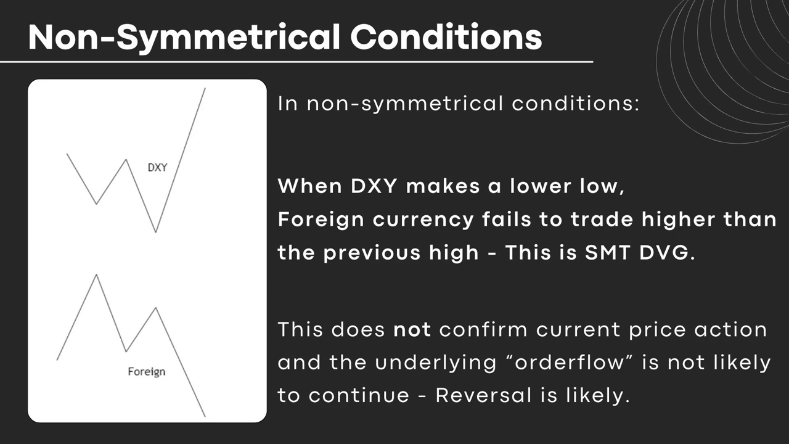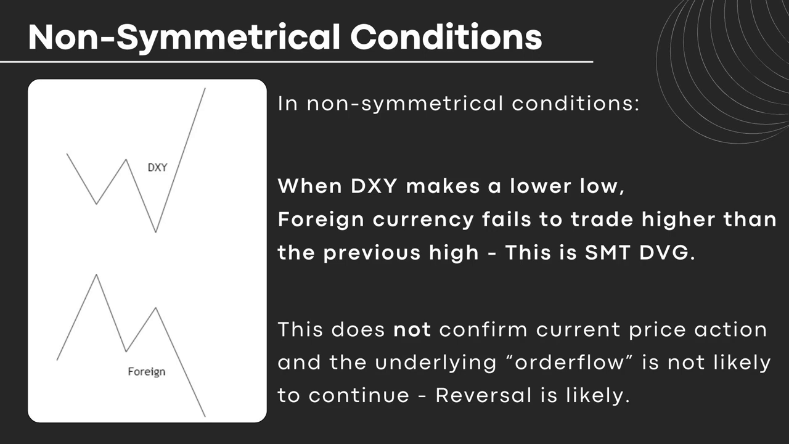This type of non-symmetrical structure suggests that there is some tomfoolery going on and the market makers are actively taking part and the manipulation is going on. This type of structure does not confirm current price action, and it suggests that the underlying structure in order flow is not likely to continue and maybe a potential reversal is underway, right?